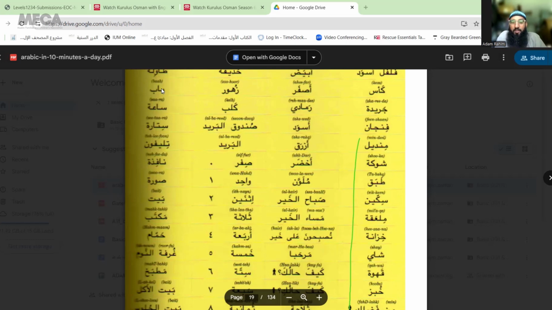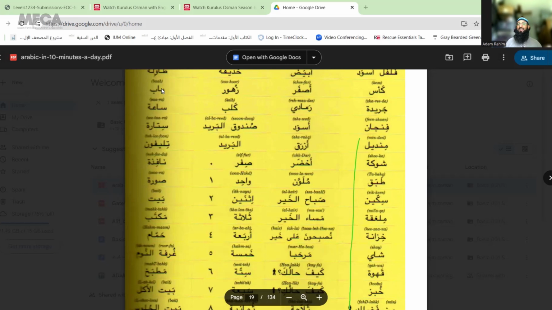Then we have mil'aqatun. Mi with a kasra, mi. Lam with a sukun, mil. Ain with a fatha, mil'a. Qaf with a fatha, mil'aqa. Tun, and ta with the tanween. Mil'aqatun, which means a spoon.